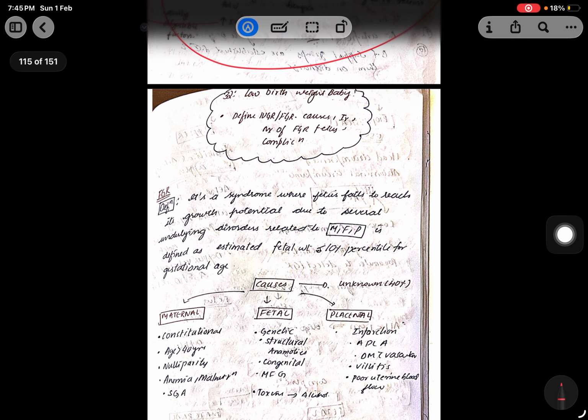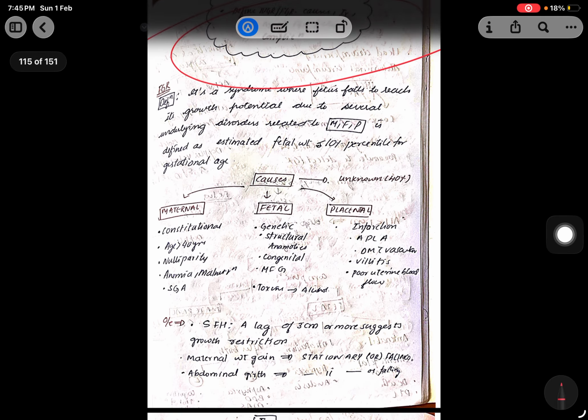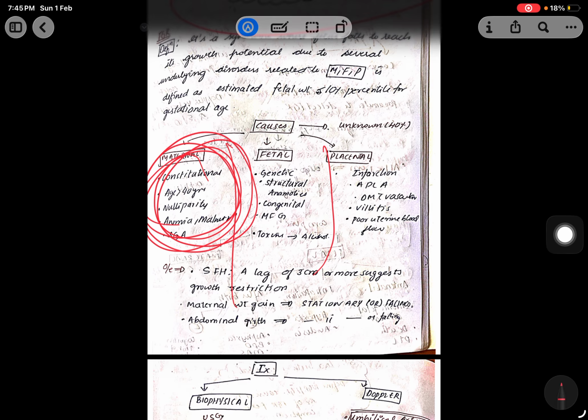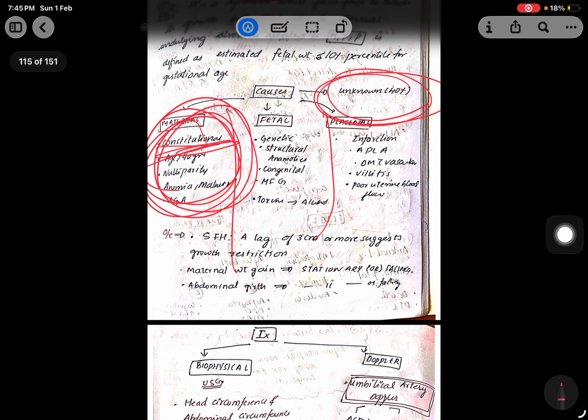I have just mentioned it. Again, FGR we have discussed earlier. Management things we'll discuss later. So these are the causes and how you manage it. The major thing people forget about this is constitutional factors and age more than 40. Make sure you remember that. See, that's why knowing statistics is important.